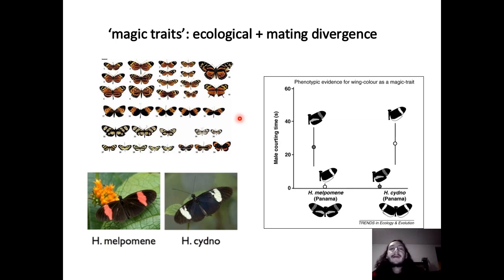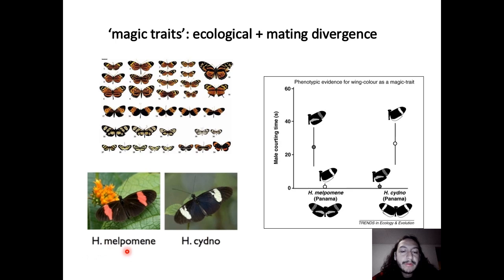So here we have this ecological function that is driving this phenotype to converge. But then there are these magic traits that take this ecological divergence and also make it a mating preference that is going to cause further divergence. In this case, we have two mimicry rings that are actually coexisting in the northern parts of South America and the lower parts of Central America. We see these two morphs of mimicry that are actually living in the same places.